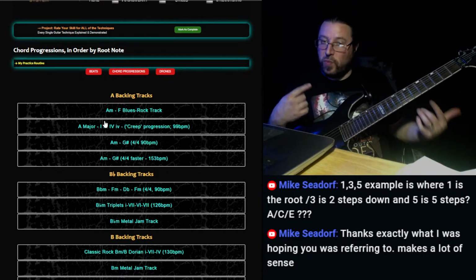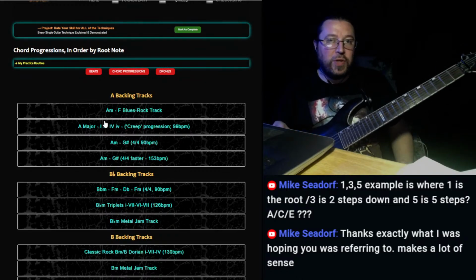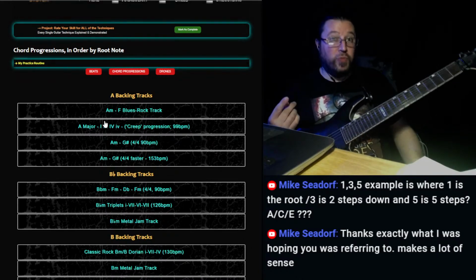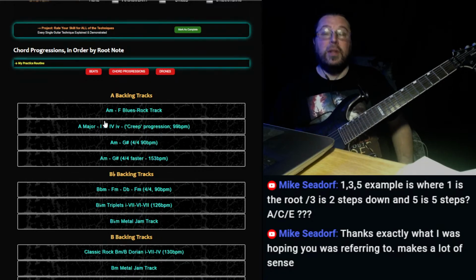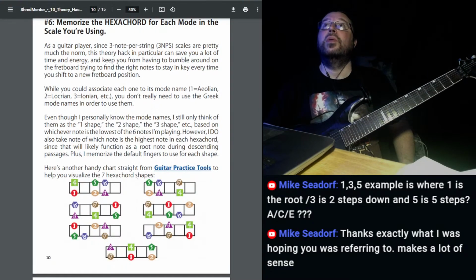That last thing, as far as 1, 3, 5, 2, 4, 6, that tells you which notes go with each chord. So really memorize that last one. All right. So anyway, let's get into this one now.